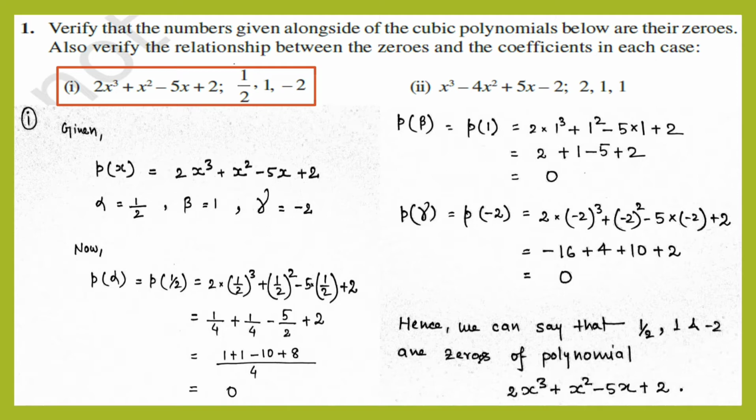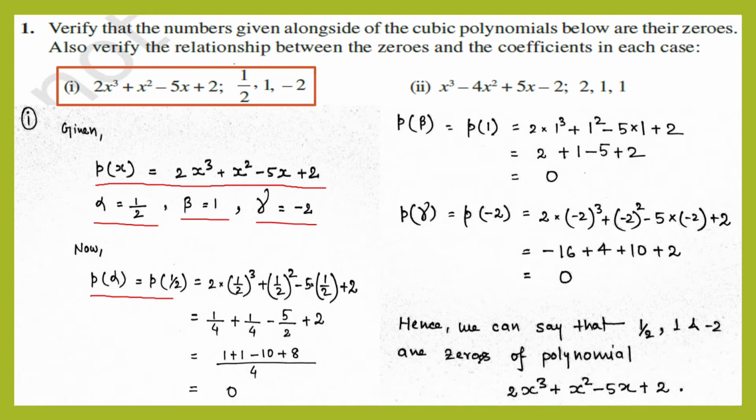So let's start. Let's say p of x is the given polynomial. P of x equal to 2x cube plus x squared minus 5x plus 2, and alpha, beta and gamma are the 3 roots of the given polynomial. Then alpha equal to 1 by 2, beta equal to 1 and gamma equal to minus 2. Now we will calculate p of alpha. So p of alpha equal to p of 1 by 2.